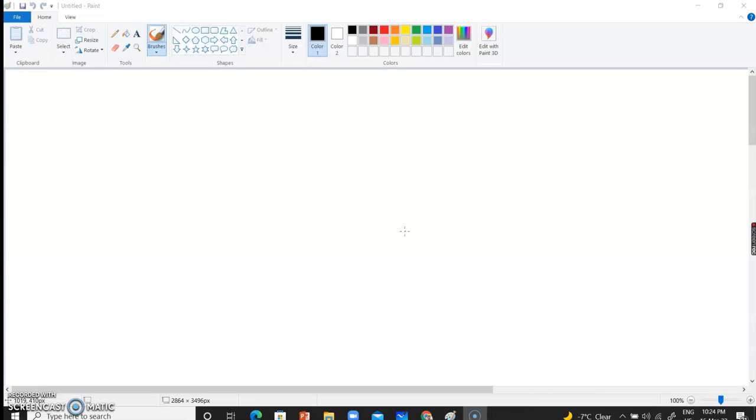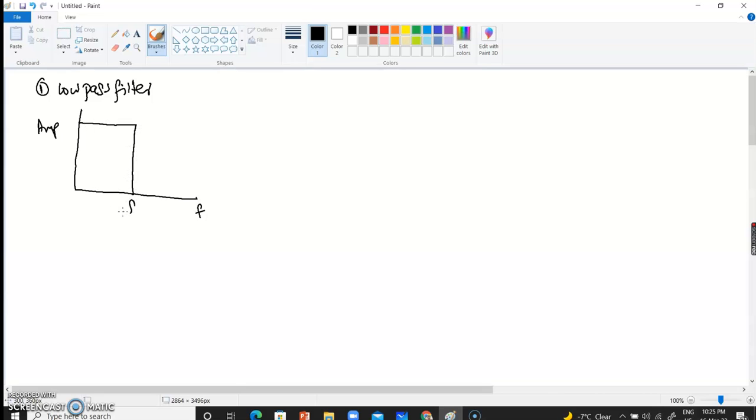In this tutorial number 8, we will be discussing how we can design filters, and we will be understanding different types of filters. There are several different types of filters. The first one is what we call a low pass filter. For a low pass filter, you have frequency over here and amplitude, and it will allow the low frequencies up to the cutoff frequency.